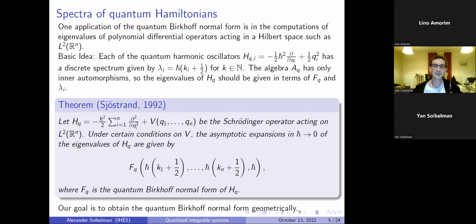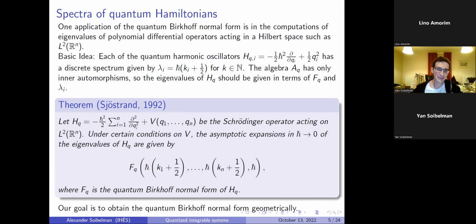Meaning that if you think about this thing as a differential operator and you think about trying to compute its eigenvalues, then the eigenvalues of the normal form are going to be the same as the ones for the starting operator. So because the normal form is computed in terms of these sums of squares, you can use the eigenvalues or the spectrum of the sum of squares or the quantum harmonic oscillator and plug it into FQ to get the actual answer for the spectrum of HQ.